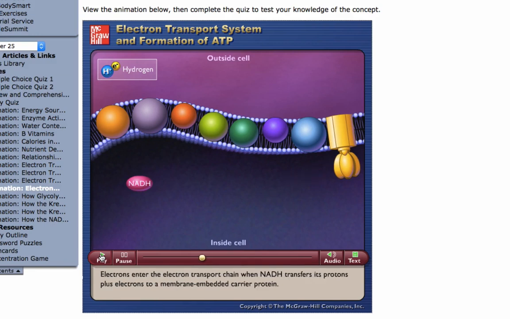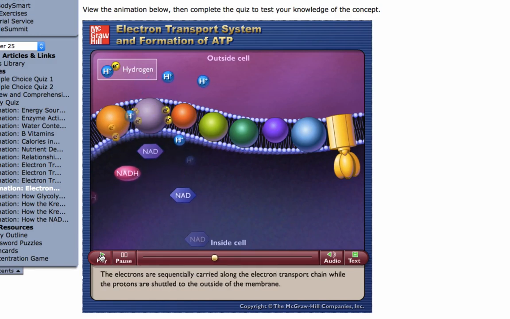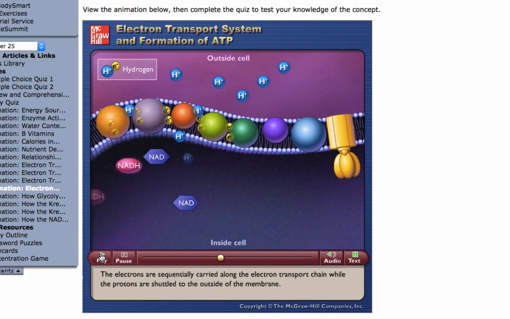Electrons enter the electron transport chain when NADH transfers its protons plus electrons to a membrane-embedded carrier protein. The electrons are sequentially carried along the electron transport chain while the protons are shuttled to the outside of the membrane.